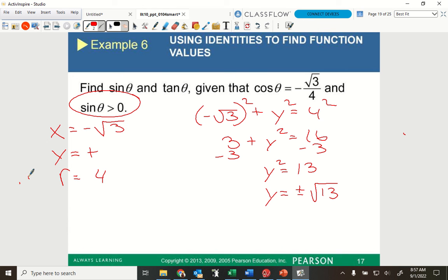But wouldn't it have to be positive though? It wouldn't be negative because... Very good. Yeah. But there is a possibility, and that's why I'm writing down this possibility in my work. And that's why I went back over here at the beginning and said, hey, sine has to be positive. So I'm going to make that one a positive right there. So that's positive rad 13.